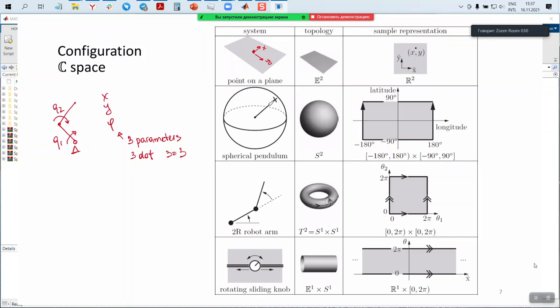But sometimes it's not a very good way to go. So here, the second example, the spherical pendulum. You also have a surface, a spherical surface. You actually need only two parameters to describe the position of a point on the surface: a latitude and a longitude, only two parameters. But in this case, you have singularities.